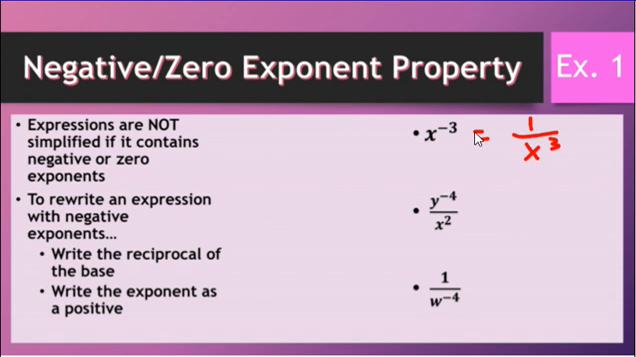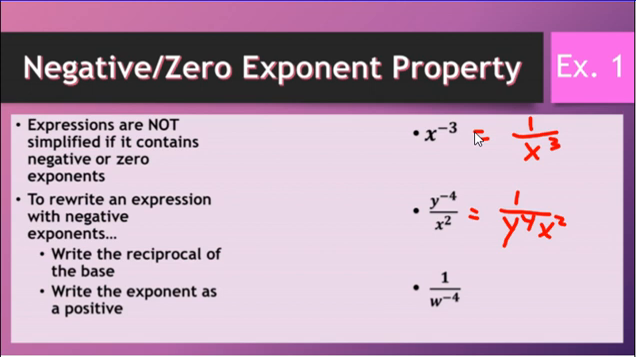This next one, I have y to the negative 4th divided by x squared. I can't have a negative exponent, so I need to write the reciprocal of that, which would be 1 over y, and then I have the positive 4. And my x squared is already positive, so it has to stay put. So if it's already positive, you keep it where it's at. So my answer would be 1 over y to the 4th x squared.